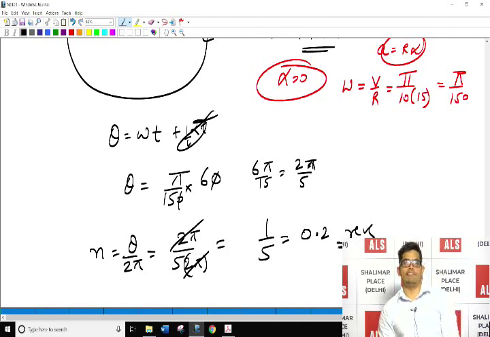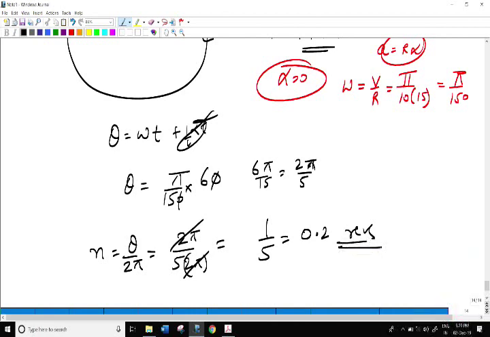So not even one revolution would be made, it will be 0.2 revolutions. Is it clear to all of you? Yes or no? Guys, is this question clear to all of you?